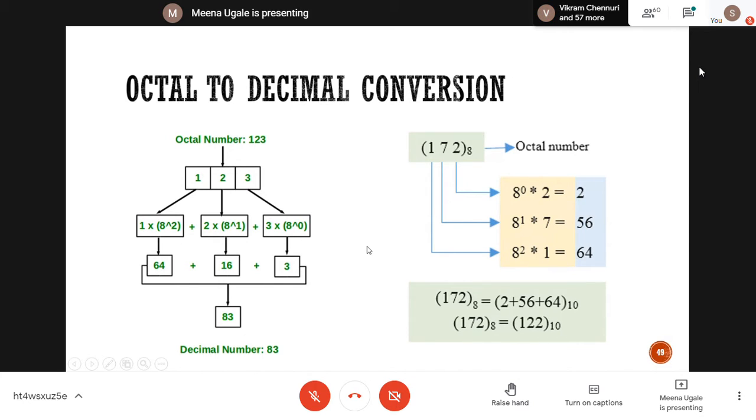So in your MCQ questions, you will get any number like this. Any number like octal 172 is given to you, and options are given for decimal numbers. So you have to choose the correct option. Understood how we are going for octal to decimal? Multiply from LSB to MSB, 8 raised to 0, 1, 2, 3, 4, likewise. Whatever answers you are getting, add it up, you will get the final answer.